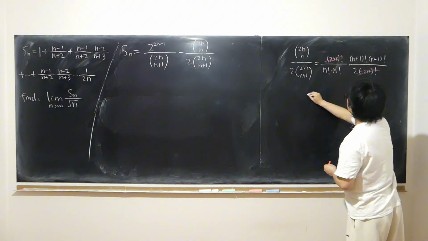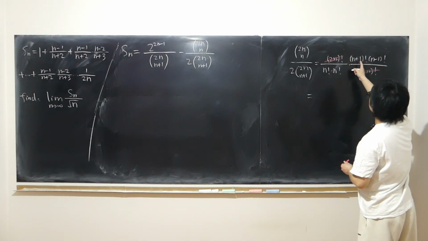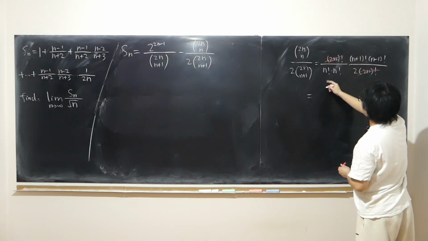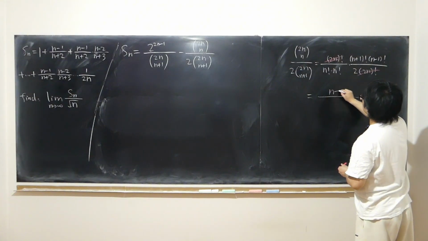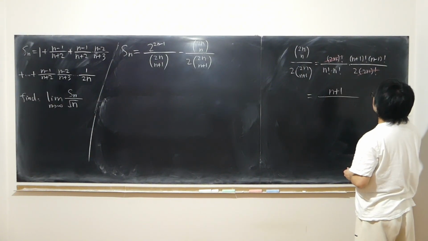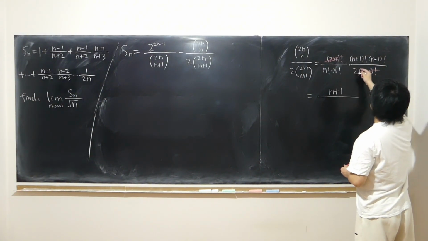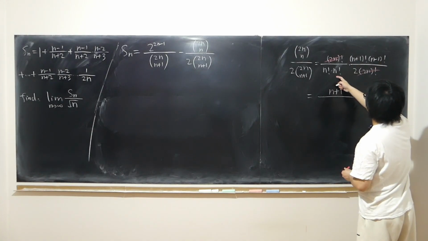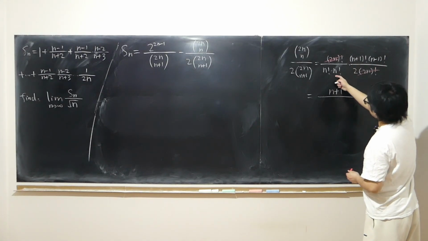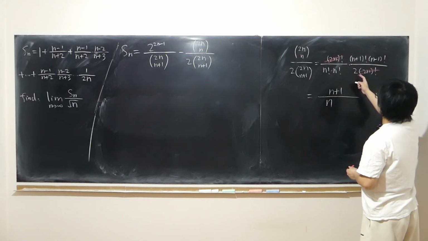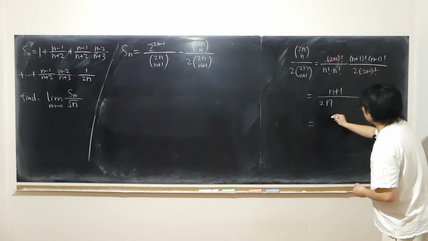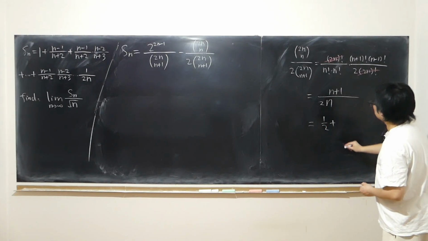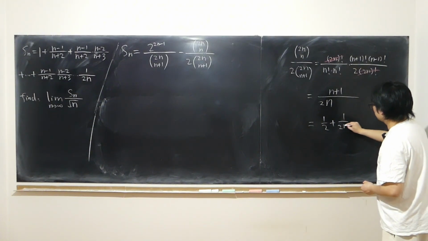Also, n plus 1 factorial, n factorial: n plus 1 times n factorial, so n plus 1. And n factorial, n minus 1 factorial: so n times n minus 1 factorial. So we have n, and we have 2. So it becomes half plus 1 over 2.